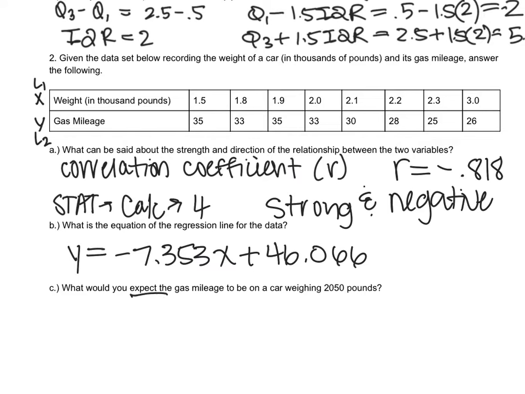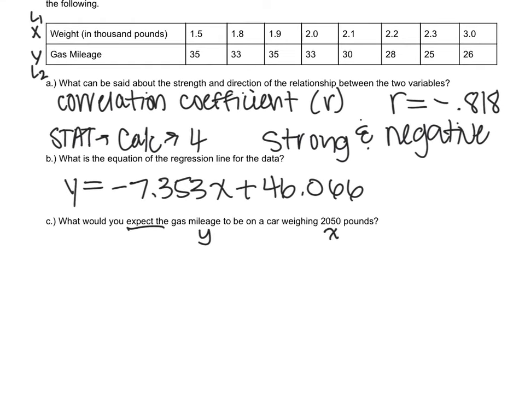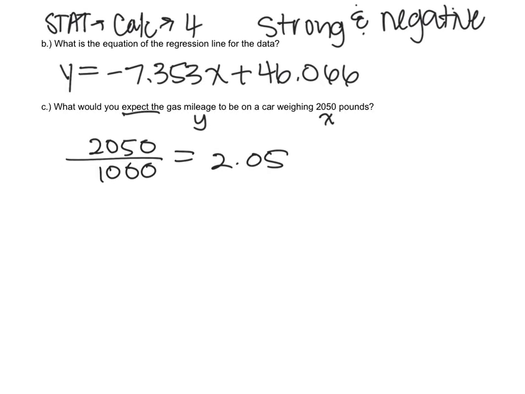So we want to know what we expect the gas mileage to be on a car weighing 2,050 pounds. So remember, the weight is X, the mileage is Y. It's important here to remember that our weight is in thousands of pounds. So in order to plug in for X, I have to take 2,050 and divide by 1,000 first. So I'm actually going to be plugging in 2.05 in for X.